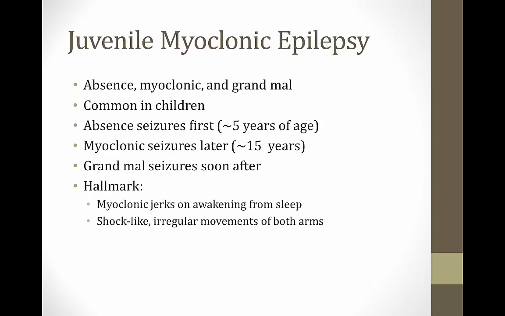Juvenile myoclonic epilepsy is a common cause of seizures in children, and it can cause absence seizures, myoclonic seizures, and tonic-clonic grand mal seizures. Children who have this condition usually get absence seizures first, often at about 5 years of age. And remember, absence seizures are those seizures where children just lose awareness of their surroundings for a few minutes. When they get a little bit older, they start to have myoclonic seizures where they get muscle jerking in certain portions of their body. And then after that, they start to develop grand mal seizures.